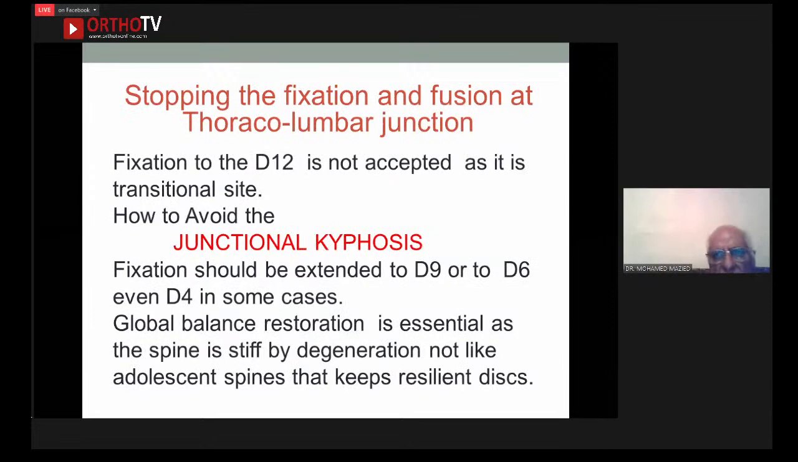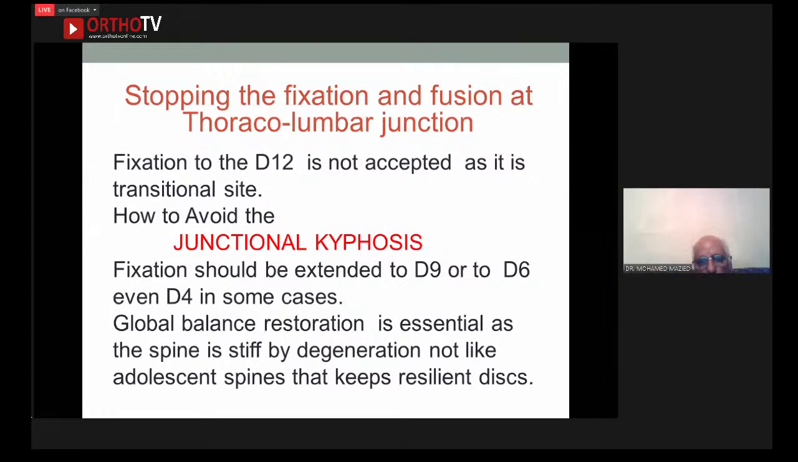Stopping the fixation and the fusion at the thoracolumbar level, fixation to dorsal 12, is not accepted as it is the transitional site. How to avoid junctional kyphosis? You cannot avoid junctional kyphosis if the fusion stops at dorsal 12. Hard fixation in this condition to avoid junctional kyphosis, to avoid collapse of the spine on top of your fusion.